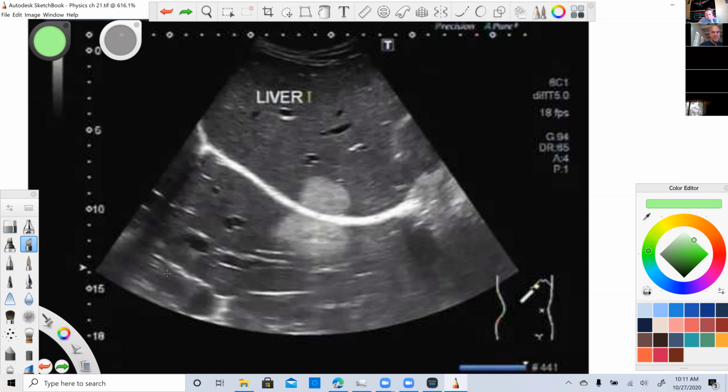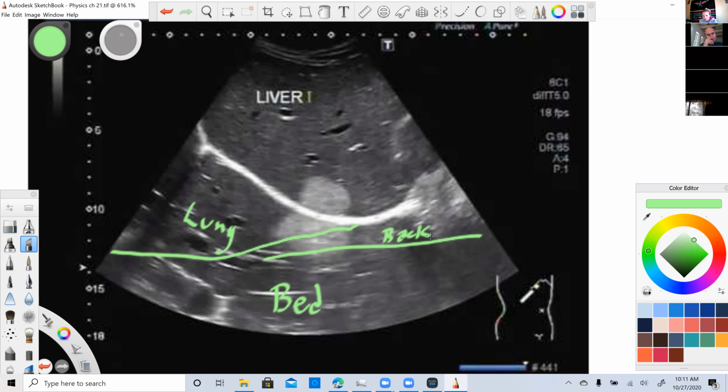And of course, when I say nothing, that's lung space, like here, and then back here. This is actually the bed. You know, the person's, this is their back. But anyway.